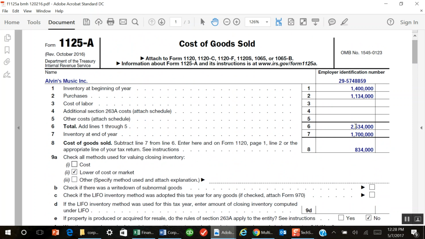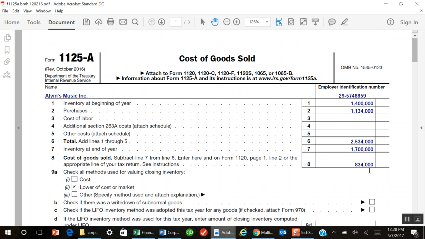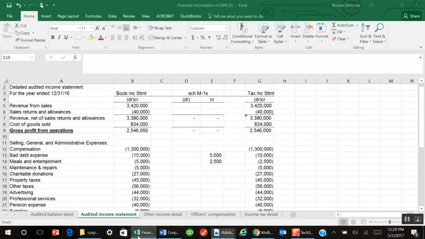But the important part, what I marked you down for, was not the questions, but if you didn't even fill this out, or if it didn't foot. Inventory at the beginning of the year is just supposed to tie to your beginning inventory per your balance sheet. Same with ending inventory. It's supposed to tie to your ending inventory per the balance sheet. You already know what cost of goods sold is, because there is no book tax difference between book cost of goods sold and tax cost of goods sold. So you already know it's 834, because that's what it is here.